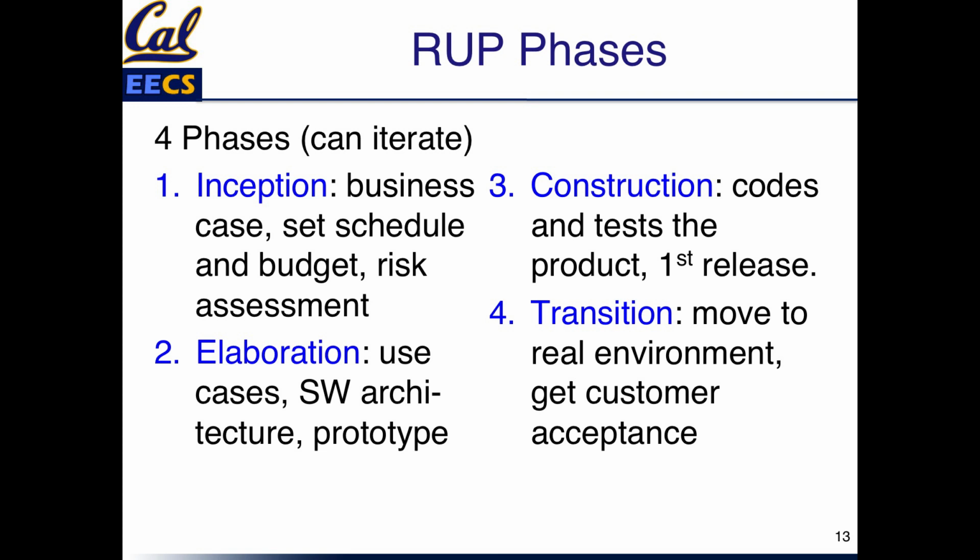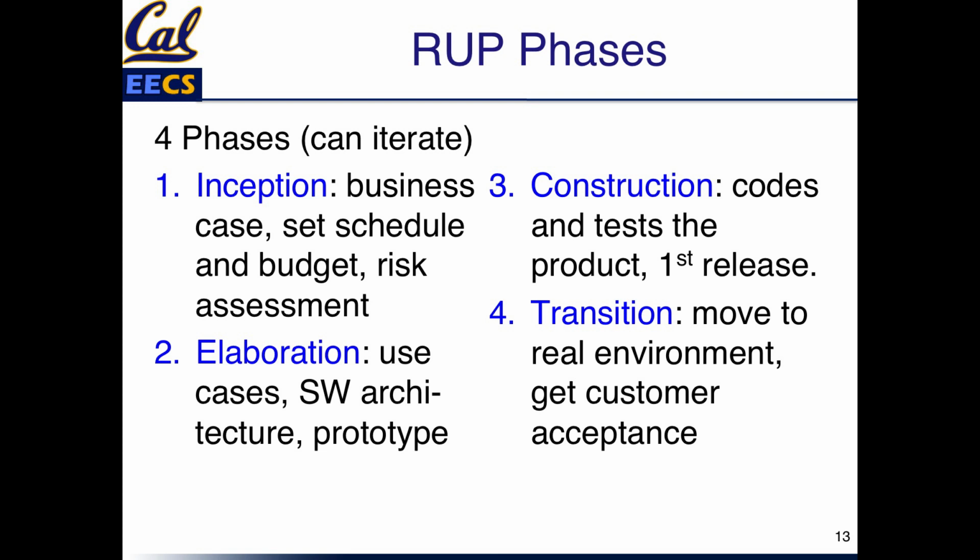You develop the architecture of the software, and later we will talk about the importance of architecture in building software that really works. And you build a first basic prototype. That's phase 2. Phase 3 is construction, where you do the coding and you do the testing for the product, and you actually do the first product release.